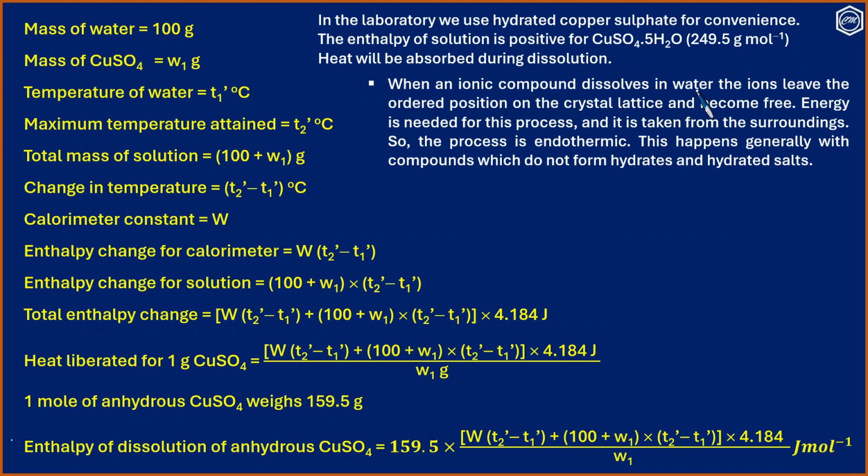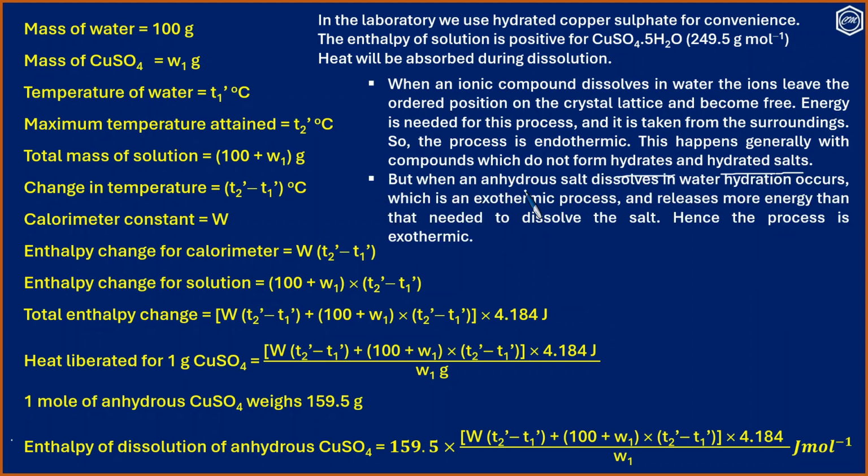When an ionic compound dissolves in water, the ions leave the ordered position of the crystal lattice and become free. Energy is needed for this process, and if it is taken from the surroundings, the process is endothermic. This happens generally with compounds which do not form hydrates and hydrated salts. But when an anhydrous salt is dissolved in water, hydration occurs, which is an exothermic process, and releases more energy than that needed to dissolve the salt. Hence, the process is exothermic.